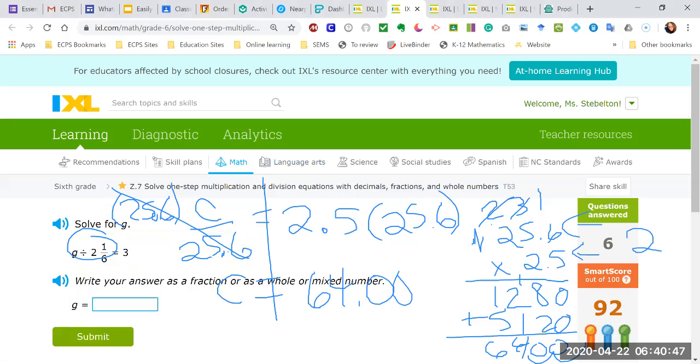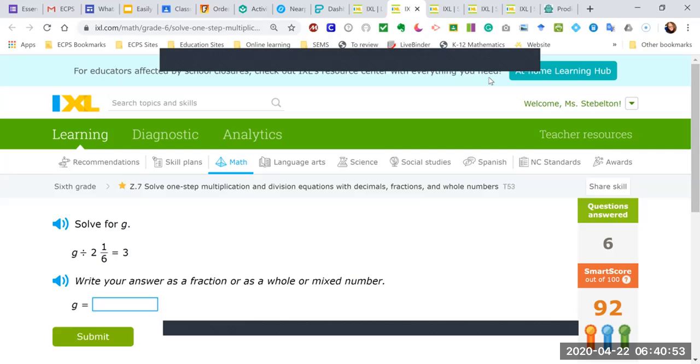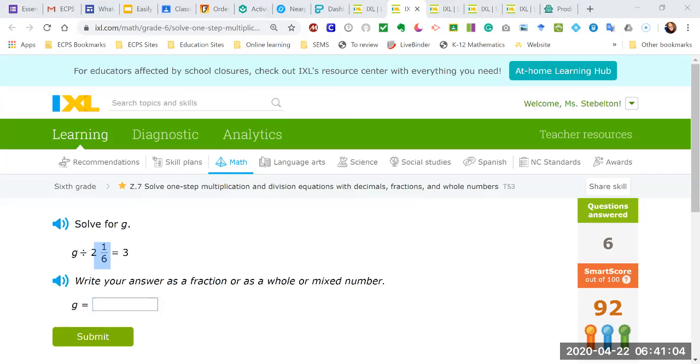All right. I'm glad it gave me a fraction one. So we're going to do this fraction problem here. So it says it's got G divided by 2 and 1/6 equals 3. So the first thing really that I want to do is I'm going to take this mixed number and turn it into an improper fraction. So I'm going to say that this right here, we're going to go 2 times 6, which is 12, plus 1 is 13. So 13 goes on the top, and the 6 stays at the bottom.